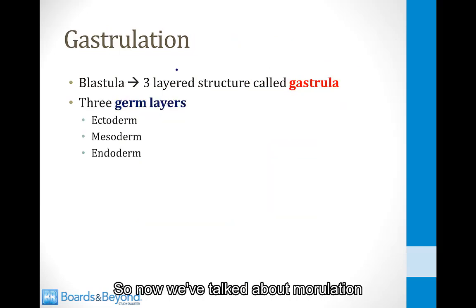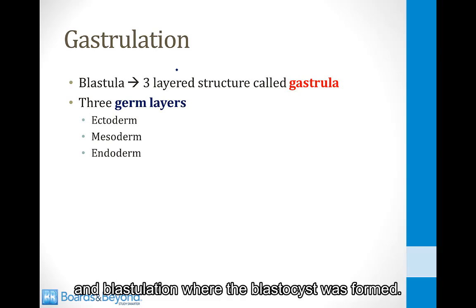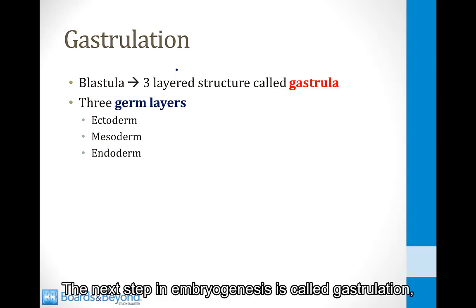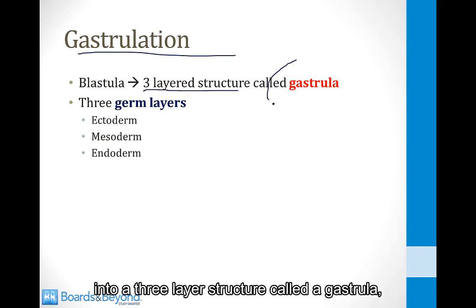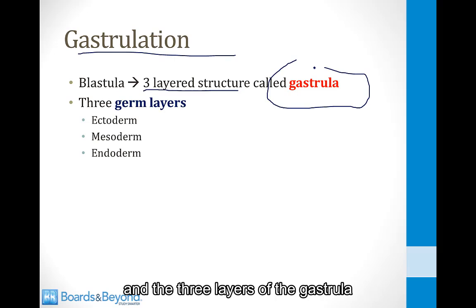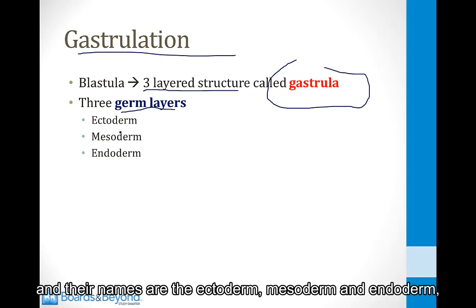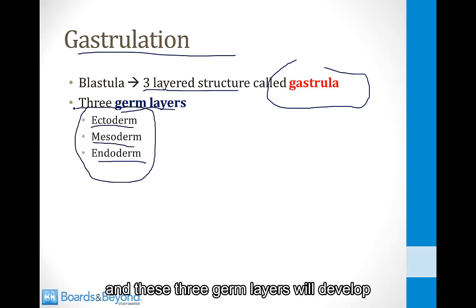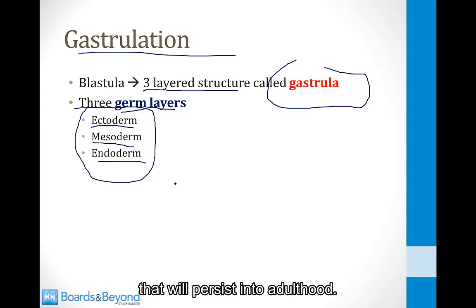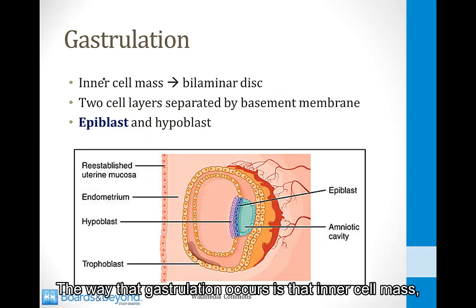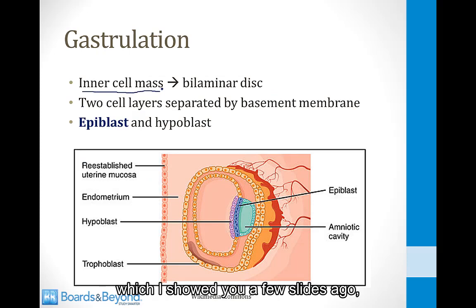So now we've talked about morulation, where the morula was formed, and blastulation, where the blastocyst was formed. The next step in embryogenesis is called gastrulation, and in this step, the blastula is converted into a 3-layer structure called a gastrula, and the 3 layers of the gastrula are called the 3 germ layers, and their names are the ectoderm, mesoderm, and endoderm. And these 3 germ layers will develop into all the organs and structures in the embryo that will persist into adulthood.